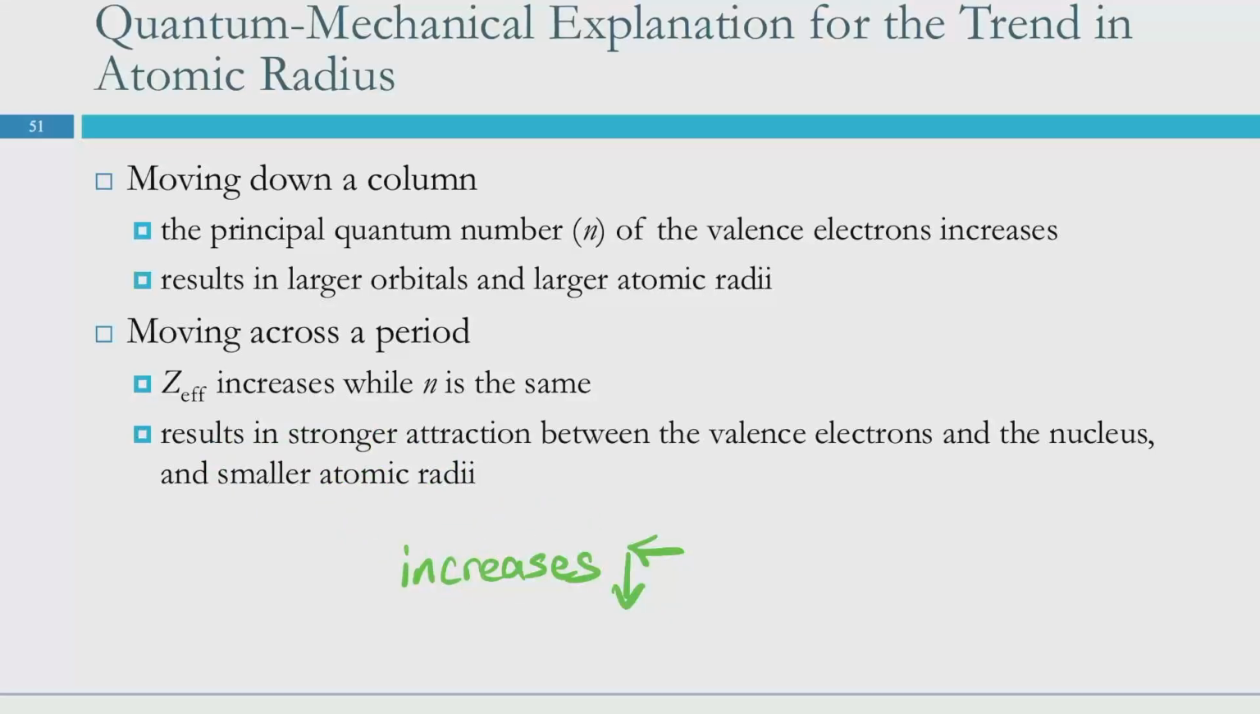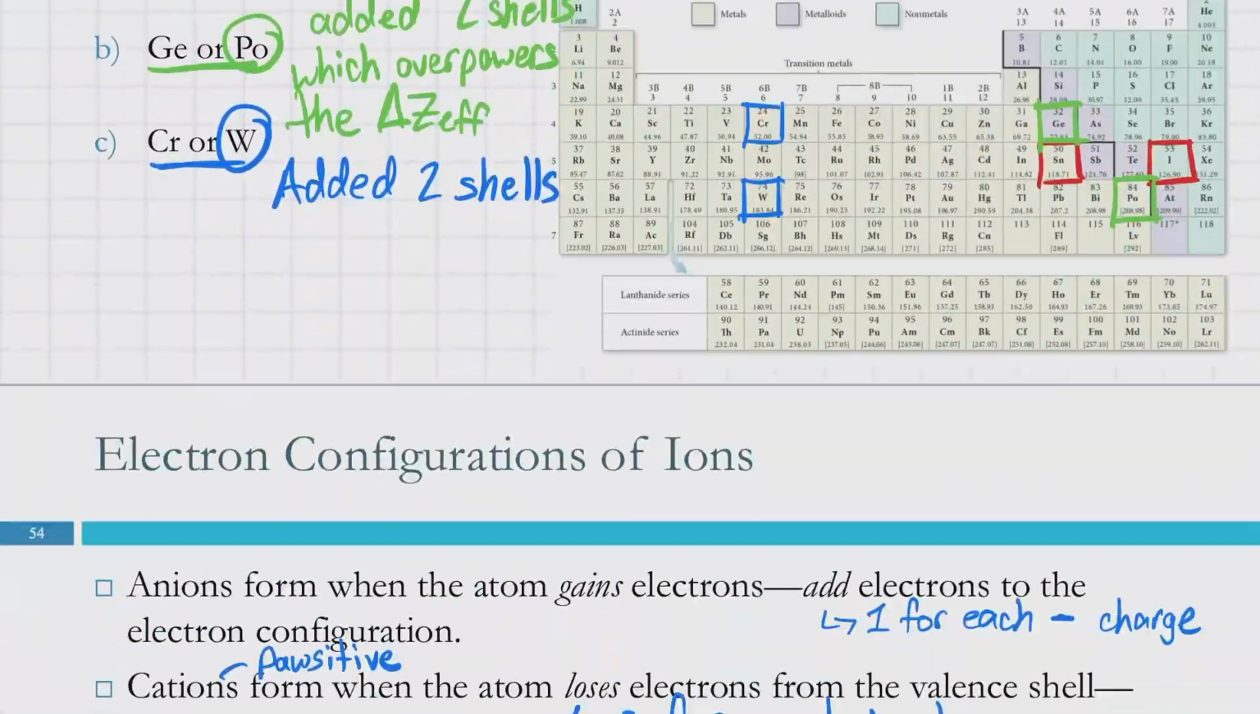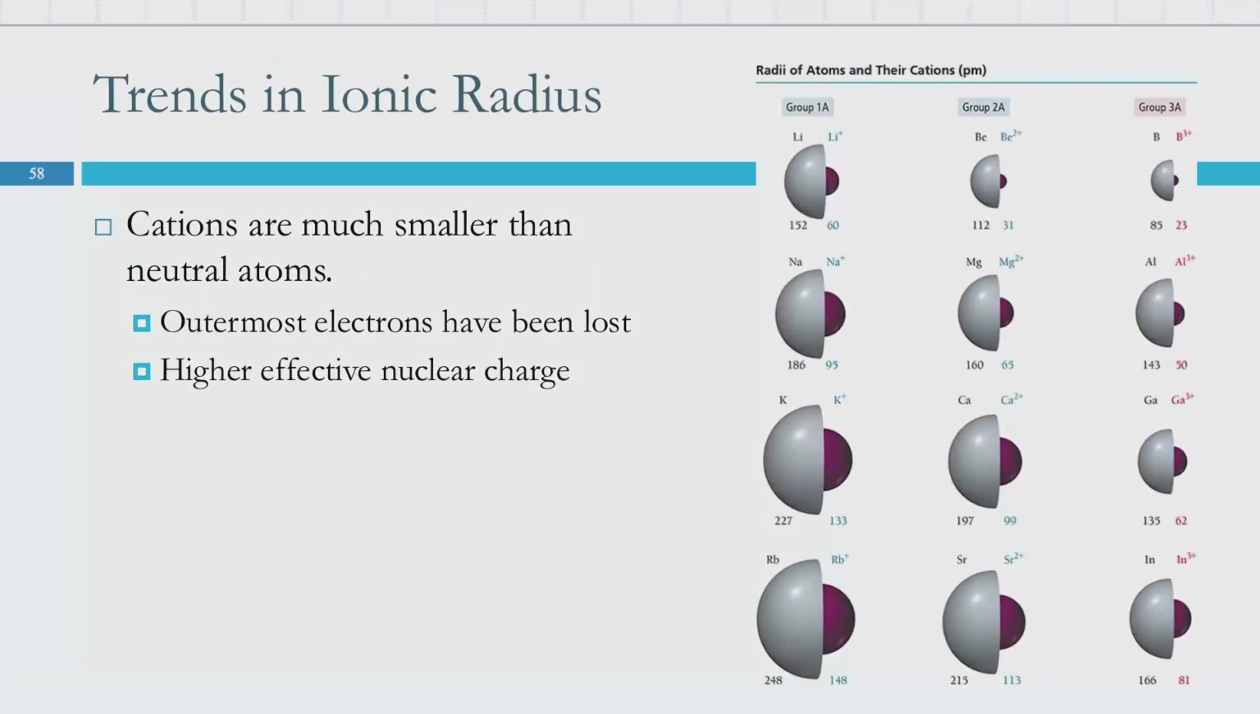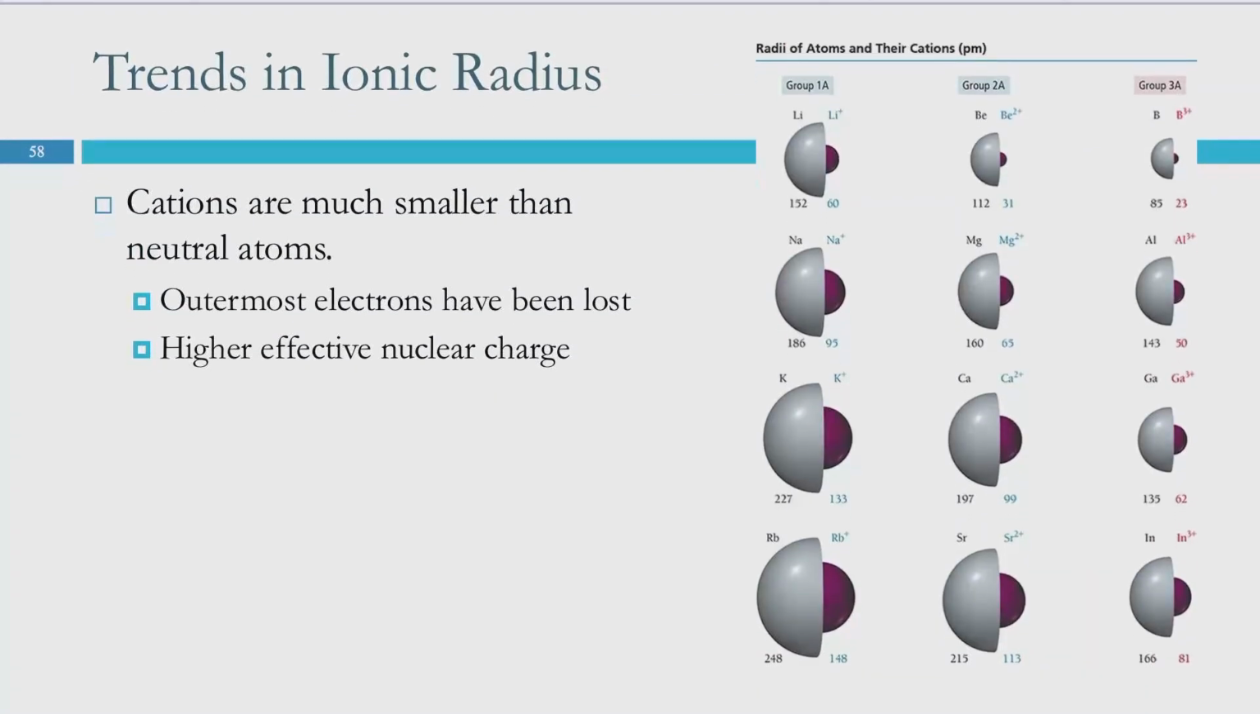I think it's often easier if we think of the ways that it increases, so it increases the opposite direction, right to left. And when we move down a column, we're adding shells on, and so obviously it makes sense. We're adding new layers on, it's going to get bigger. We also have similar trend ideas, at least, for our ionic radius. So for the ionic radius, cations are much smaller than neutral atoms. We're primarily thinking of our main group elements here.